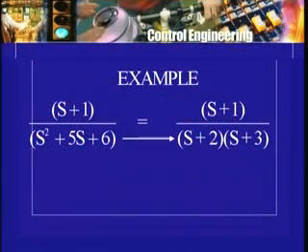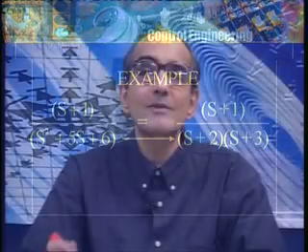If I have a transfer function which is (s plus 1) divided by (s squared plus 5s plus 6), then if I want to compute the response, of course I have to know u(t), I have to calculate U(s), then I have to multiply U(s) by this, and then find out the Laplace inverse of this, which will involve a lot of work.